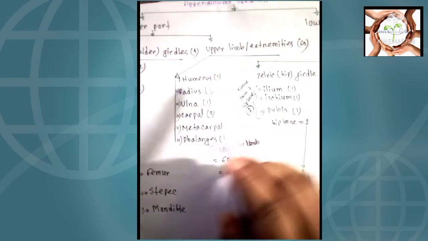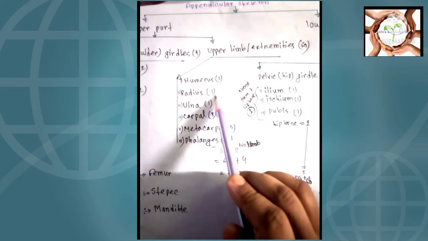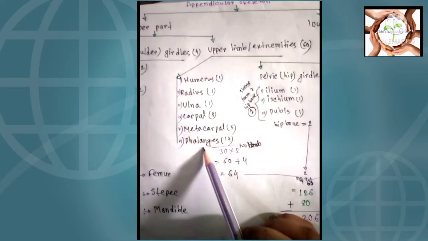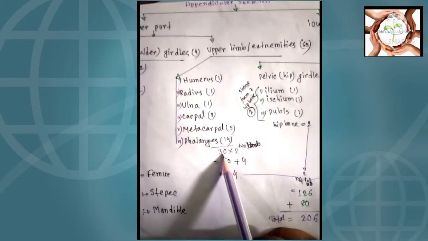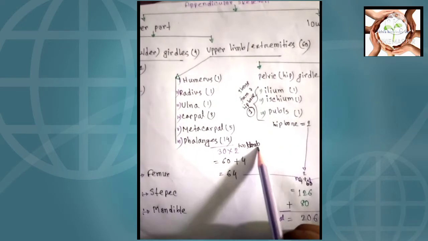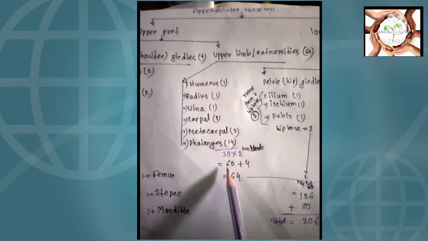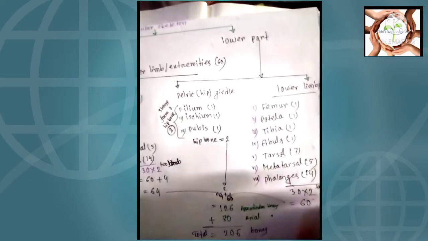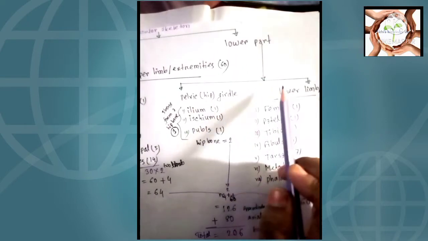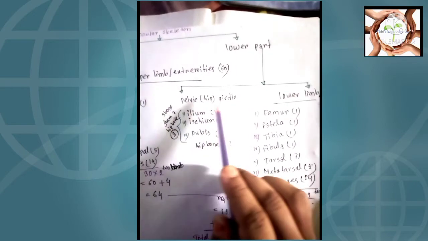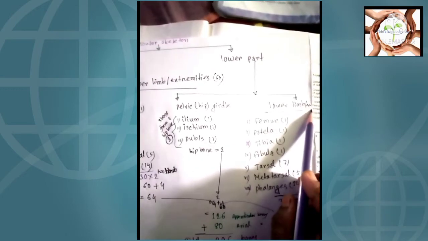It contains humerus 1, radius 1, ulna 1, carpal 8, metacarpal 5 and phalanges 14. Total 30 into 2. Here 2 refers to 2 limbs. So 60 plus these 4 equals 64. Now we come to the lower part. The lower part has two parts: the pelvis or hip girdle and lower limb or extremities.